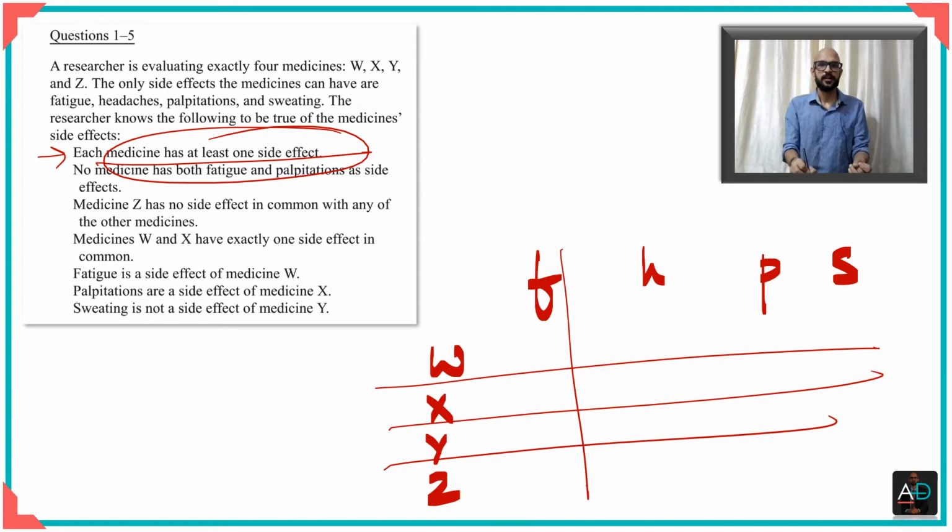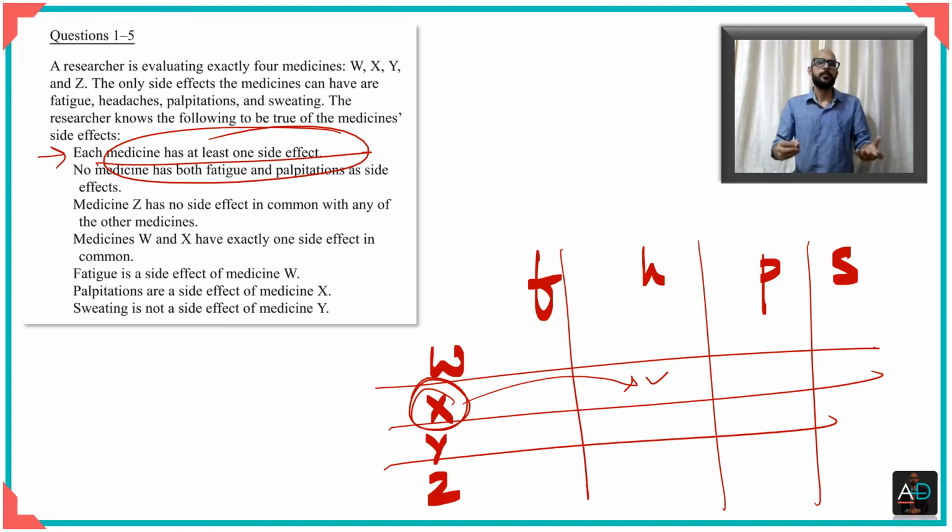So let's take the example of, say, this X. If it has at least 1 side effect, it means, let's say it has headache. It has at least 1, that means it could have more than 1. So perhaps it has palpitations and sweating also. If I say Z, perhaps Z has only fatigue, it has headache, also perhaps Y. So you can see you can enter the data in here in this way.